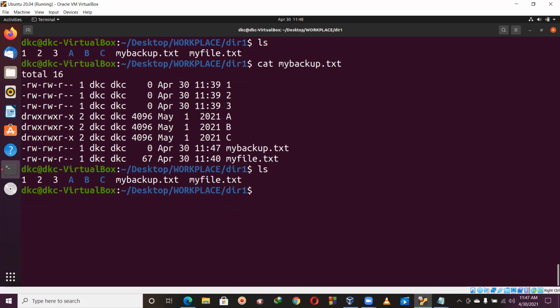Now, you tell me the syntax. ls, simple ls, pipe sign, and cat, double greater than sign, greater than my file backup. Yes, this is the correct one.